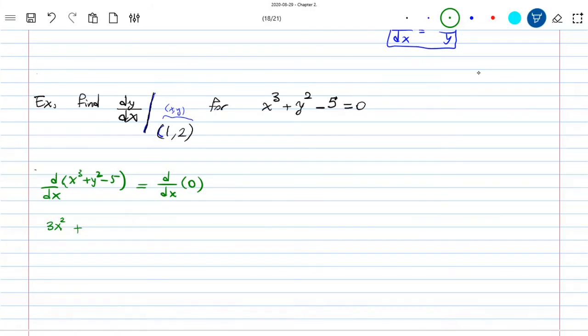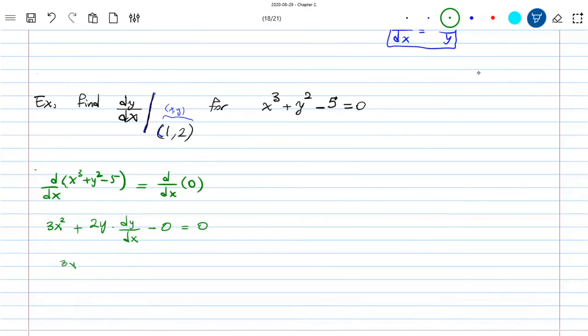How about derivative of y squared with respect to x? It would be 2y times derivative of y with respect to x. This is implicit, we're applying chain rule: derivative of the function multiplied by derivative of the inside value. Minus derivative of 5 is simply 0. On the other side, you have 0.